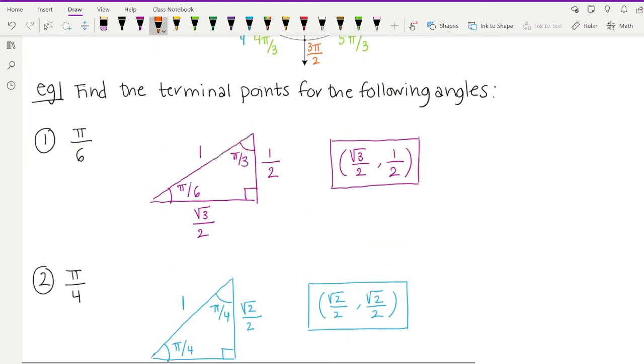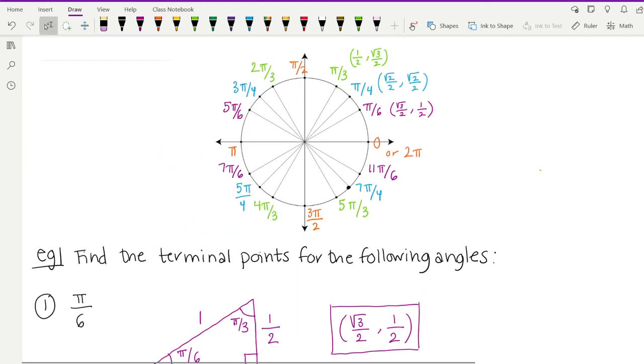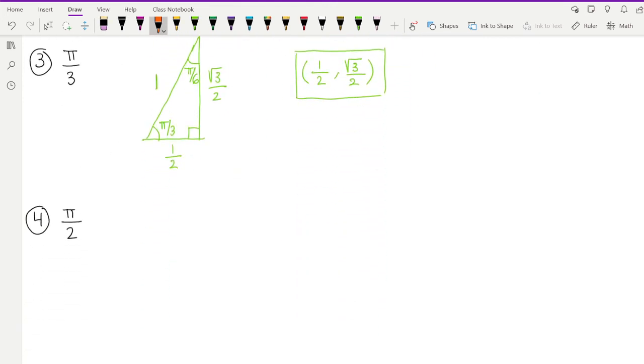So if we go to pi over 2, we can just look at this picture and read what the terminal point is from the picture. We know that our circle has a radius of 1, and so that means this is a distance of 1. And so the coordinates of this point are just 0, 1. So anytime you're on multiples of pi over 2, you don't need to draw a triangle. You can just look at the picture and use that to figure out what the terminal point is.